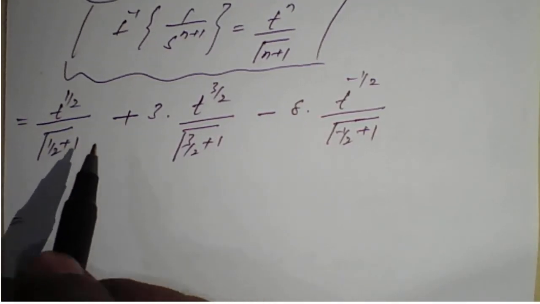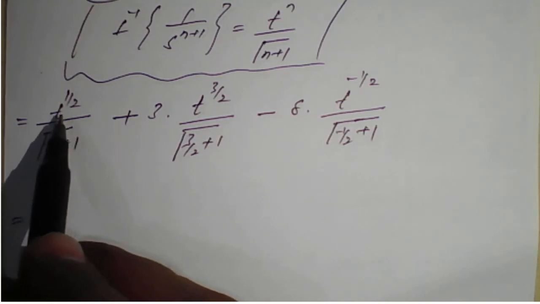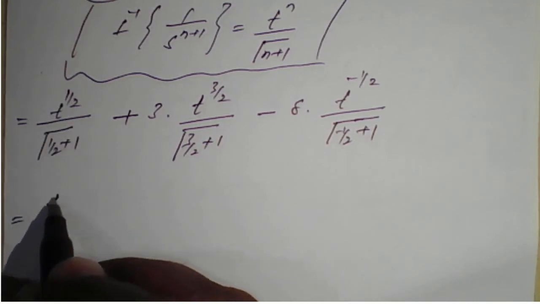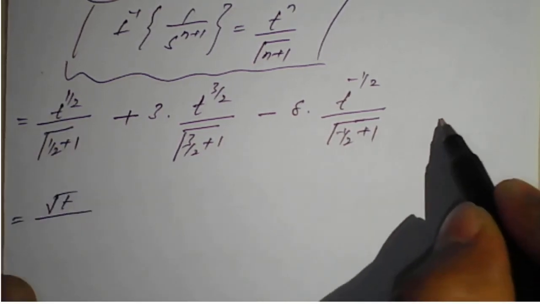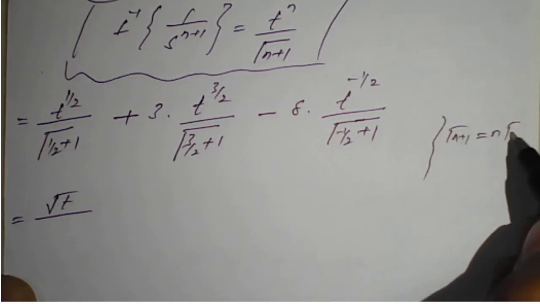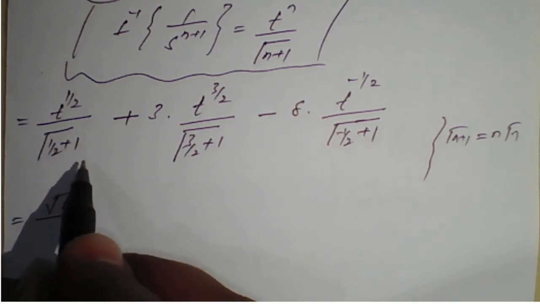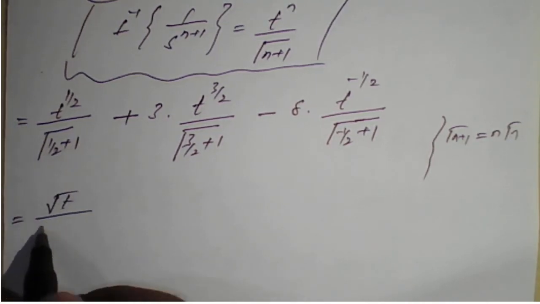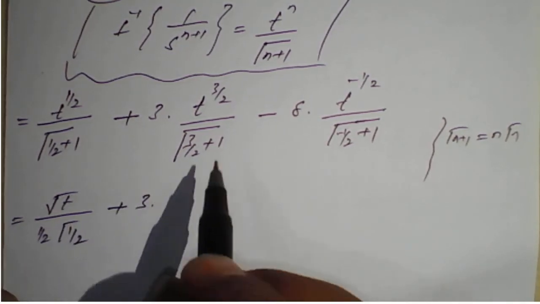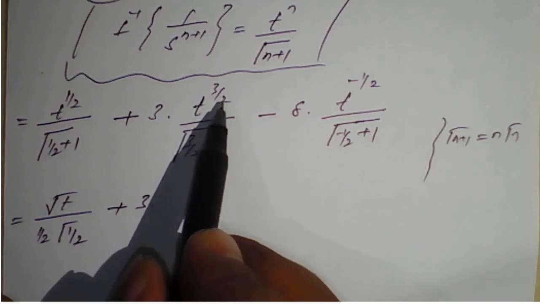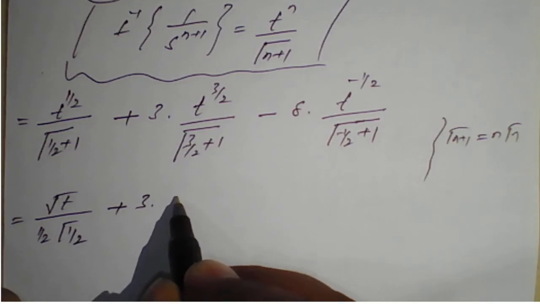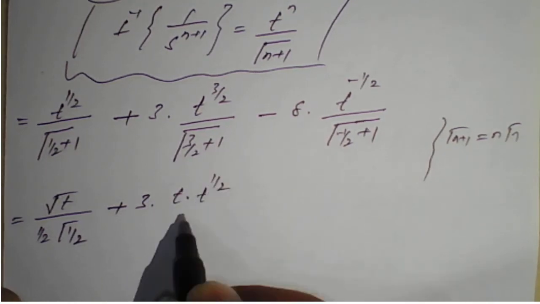That is nothing but this. I will write it as t raised to 1 by 2, root t. As we know, gamma of n plus 1 can be written as n gamma of n. So gamma of 1 by 2 plus 1 can be written as 1 by 2 of gamma of 1 by 2. Then t raised to 3 by 2 is nothing but t into t raised to 1 by 2.